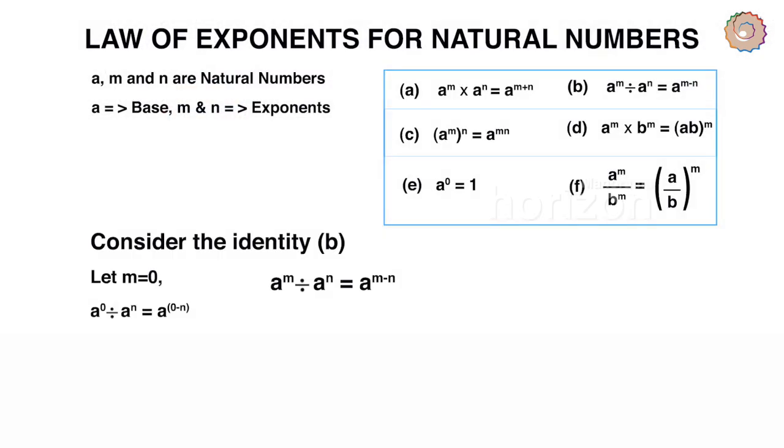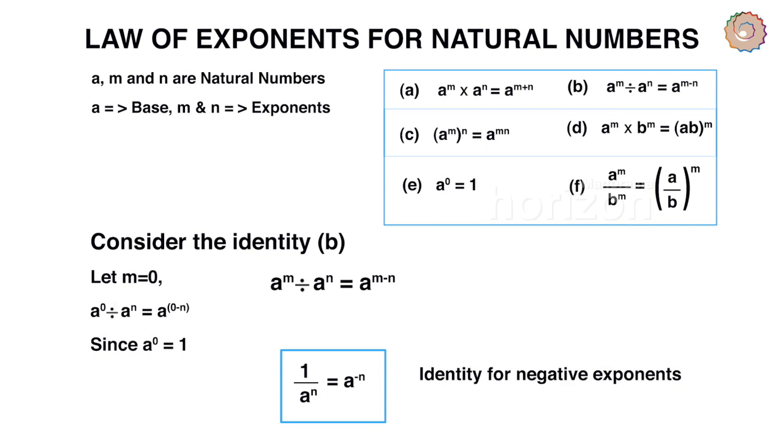Consider the identity B, that is A raised to M divided by A raised to N equals A raised to M minus N. Now let M equals 0. A raised to 0 by A raised to N will be equal to A raised to 0 minus N. Since A raised to 0 equals 1, then 1 by A raised to N equals A raised to minus N. This identity can be used for negative exponents.